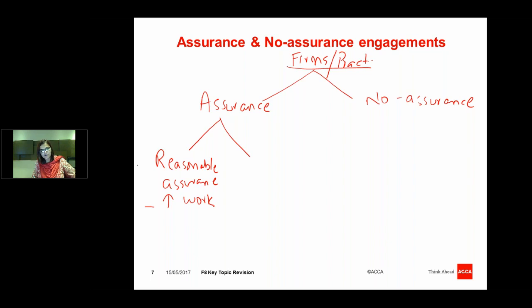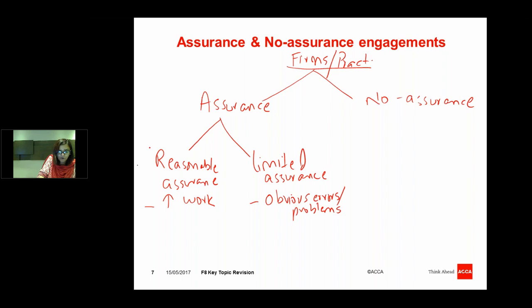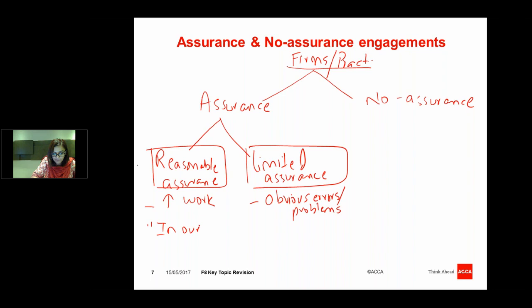However, if you do not want us to do this much work, or maybe if you don't want that high a level of assurance, we can also give you limited assurance on that area that you want us to check. So within this, we will look for obvious problems only. If we find a problem, we're happy to check that problem in detail. So, as a firm, I can give you two levels of assurance. If I give you a reasonable assurance because I'm doing more work, my wording would start with, in our opinion. However, if I'm giving you limited assurance and looking for obvious problems only, my wording in my report will start with nothing has come to our attention, etc.